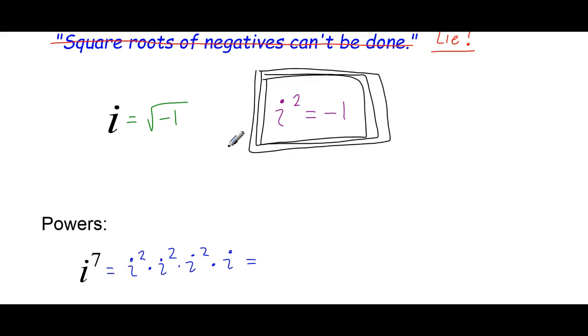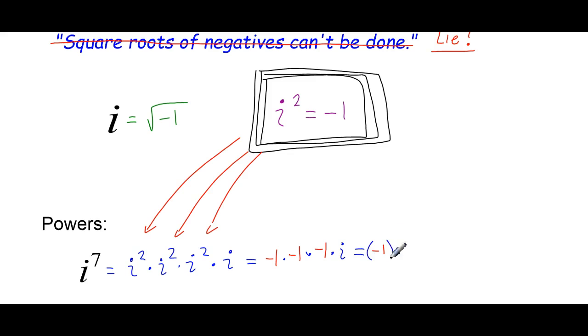And then, since i squared is negative 1, what we've got here is negative 1 times negative 1, oops, that's supposed to be a negative, times negative 1 times i. And you could do this with any power, right? No matter how large the exponent is, you could break it down as i squared times i squared times i squared, a whole bunch of i squareds, and then maybe, if it's an odd number, one more i at the end. Then the only thing you've got to figure out is what happens when you multiply together 3 minus 1s. And you already know how to do that.